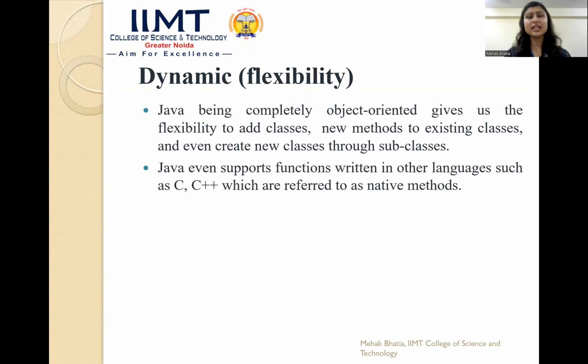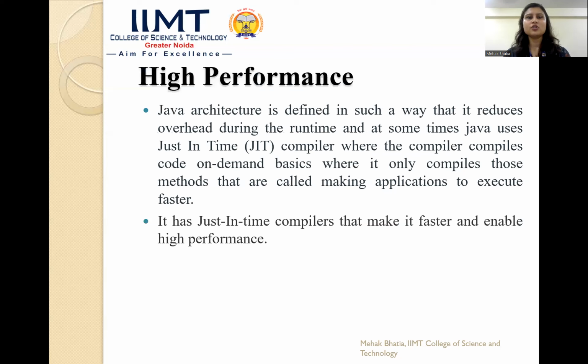Next feature is the dynamic feature or the flexibility feature of Java. Java, being completely object-oriented, gives us the flexibility to add classes, new methods to existing classes, and even create new classes through subclasses. Java even supports functions written in other languages such as C, C++, which are referred to as native methods. So which makes Java a very dynamic or flexible language.